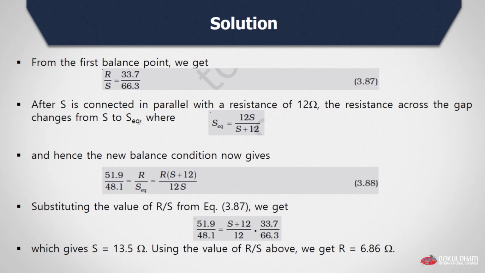Now substituting the value of R by S from equation 3.87, we get 51.9 divided by 48.1 is equal to S plus 12 by 12 into 33.7 by 66.3, which gives S is equal to 13.5 ohm. Using the value of R by S above, we get R is equal to 6.86 ohm. So when we solve the equation, we get the value of S as 13.5 ohm and the value of R as 6.86 ohm. So this is our solution for example 3.9.